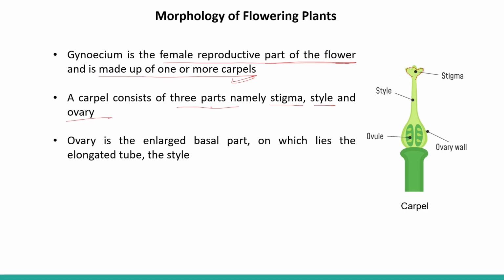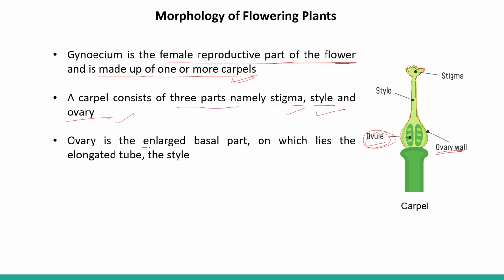So carpel consists of three parts, namely stigma, style, and ovary. So this is the uppermost stigma, a bifid structure, then the tube-like structure, the style, and the lowermost is the swollen or bulbous part, that is the ovary. Inside the ovary, ovule is present.